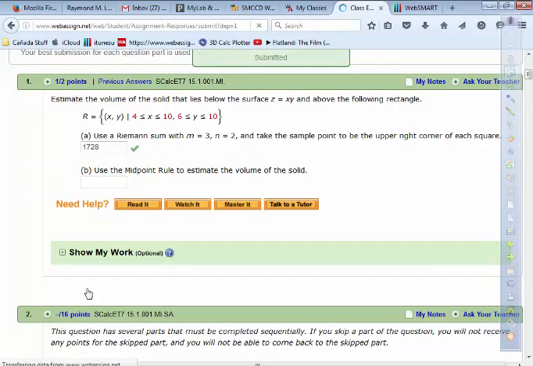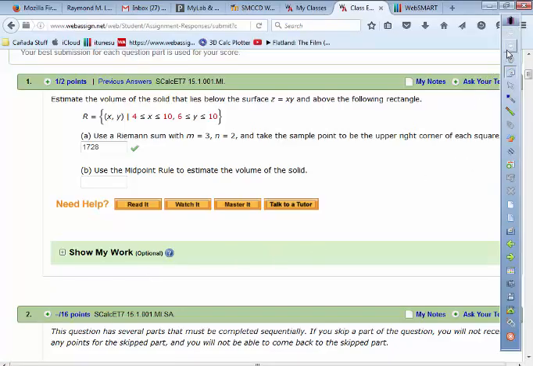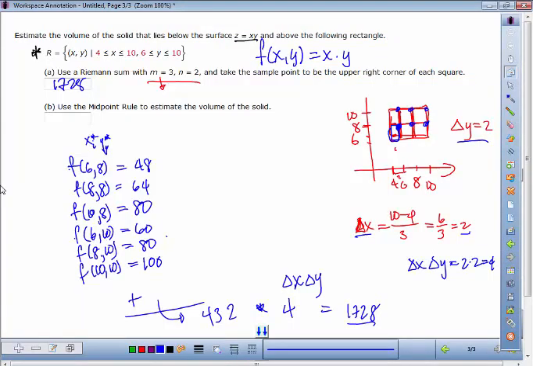All right, so that's good. Now, the next one is looking at midpoint. So it's looking at the same setup, except it's asking you to use the midpoint. So let me do it on the same page here. I'll do it with a different color.